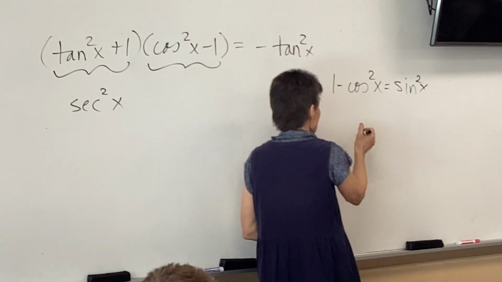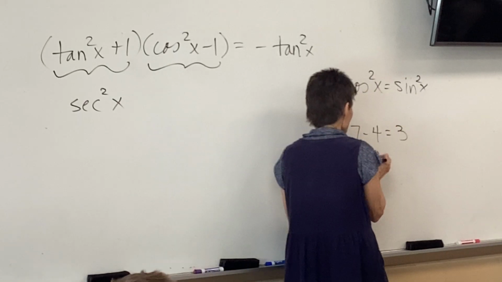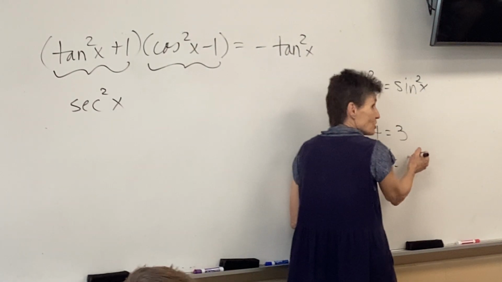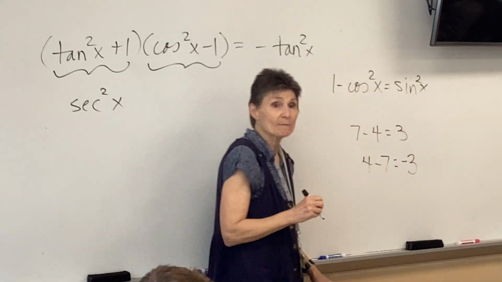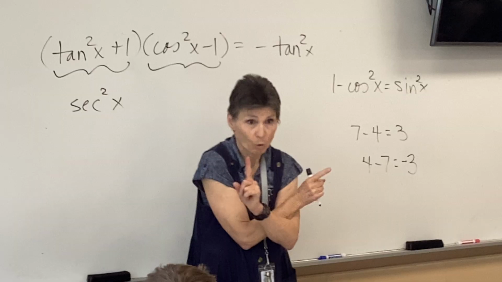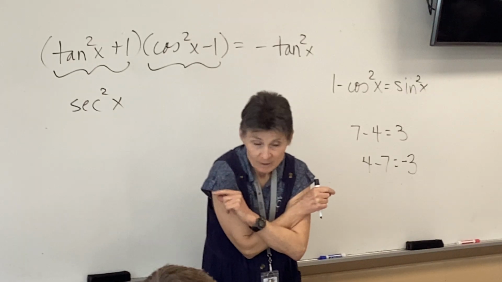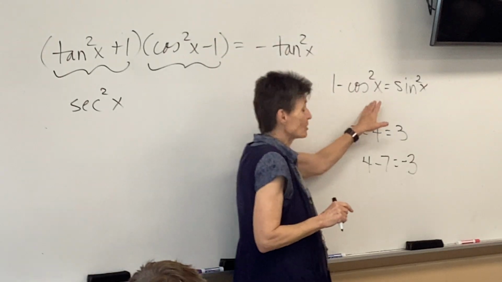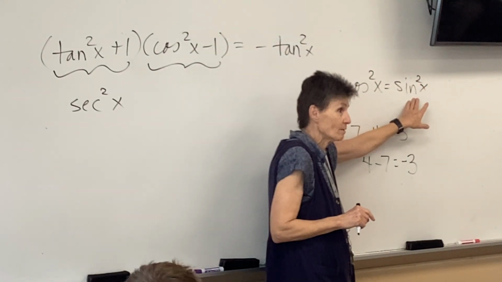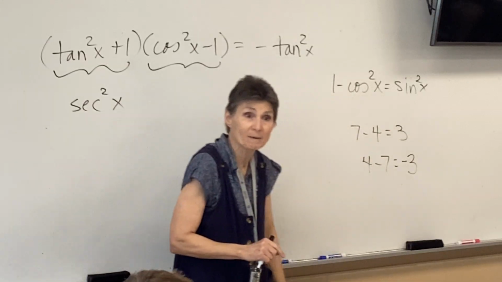Would you agree 7 minus 4 is 3? And would you agree that 4 minus 7 is 3, but negative? When you subtract in the wrong order, you get a negative. You get the same number, but you get a negative. So 1 minus cosine squared is sine squared. If I subtract that in the other order, it will be negative.